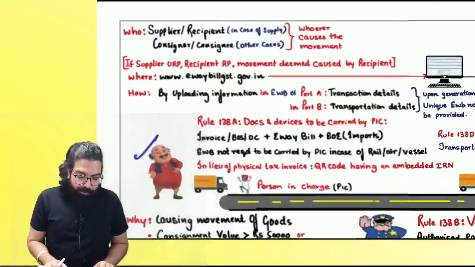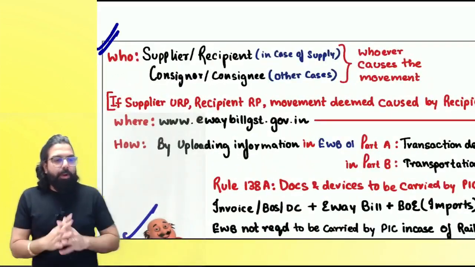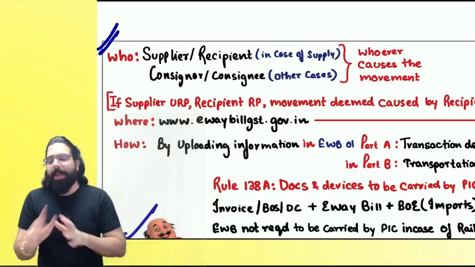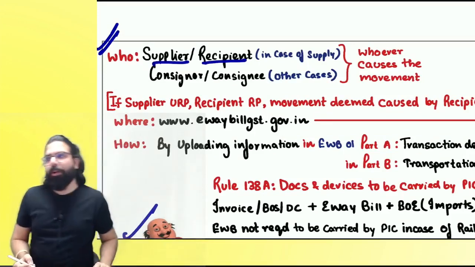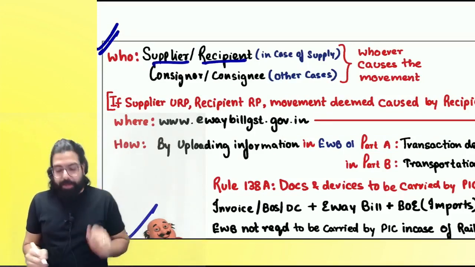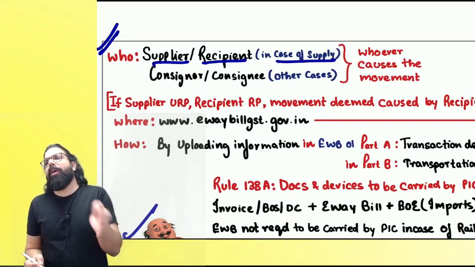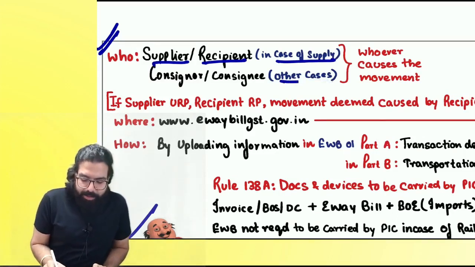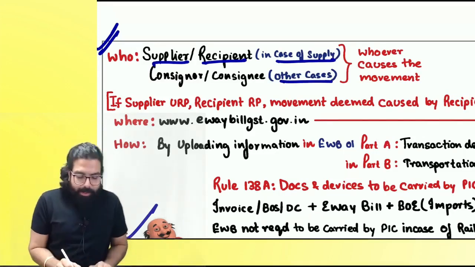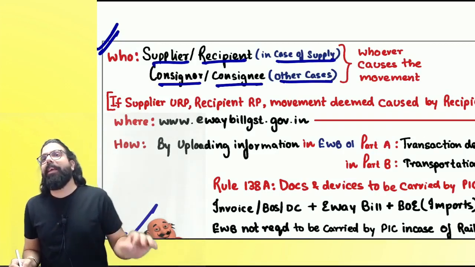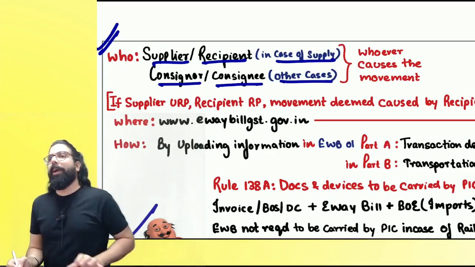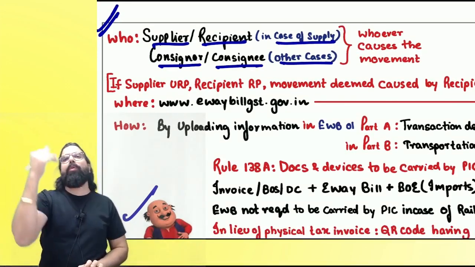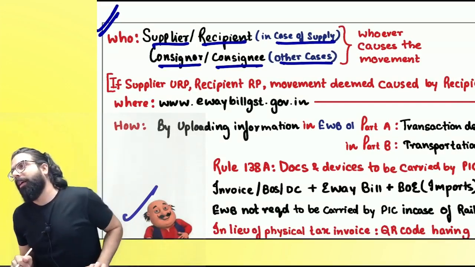Everyone over here now. So first of all, you have to generate an e-way bill. Who is the person who will generate an e-way bill? The supplier can generate, or the recipient also can generate. If it's a case of supply, then who will generate, everyone? Supplier also can generate and recipient also can generate. Sir, if it is any other case, it's not a case of supply, then a consignor or a consignee will generate. Basically, whoever is causing the movement will generate an e-way bill. If I am telling I will send the goods to you, I will generate. If you are going to collect the goods and go, you will generate the e-way bill.